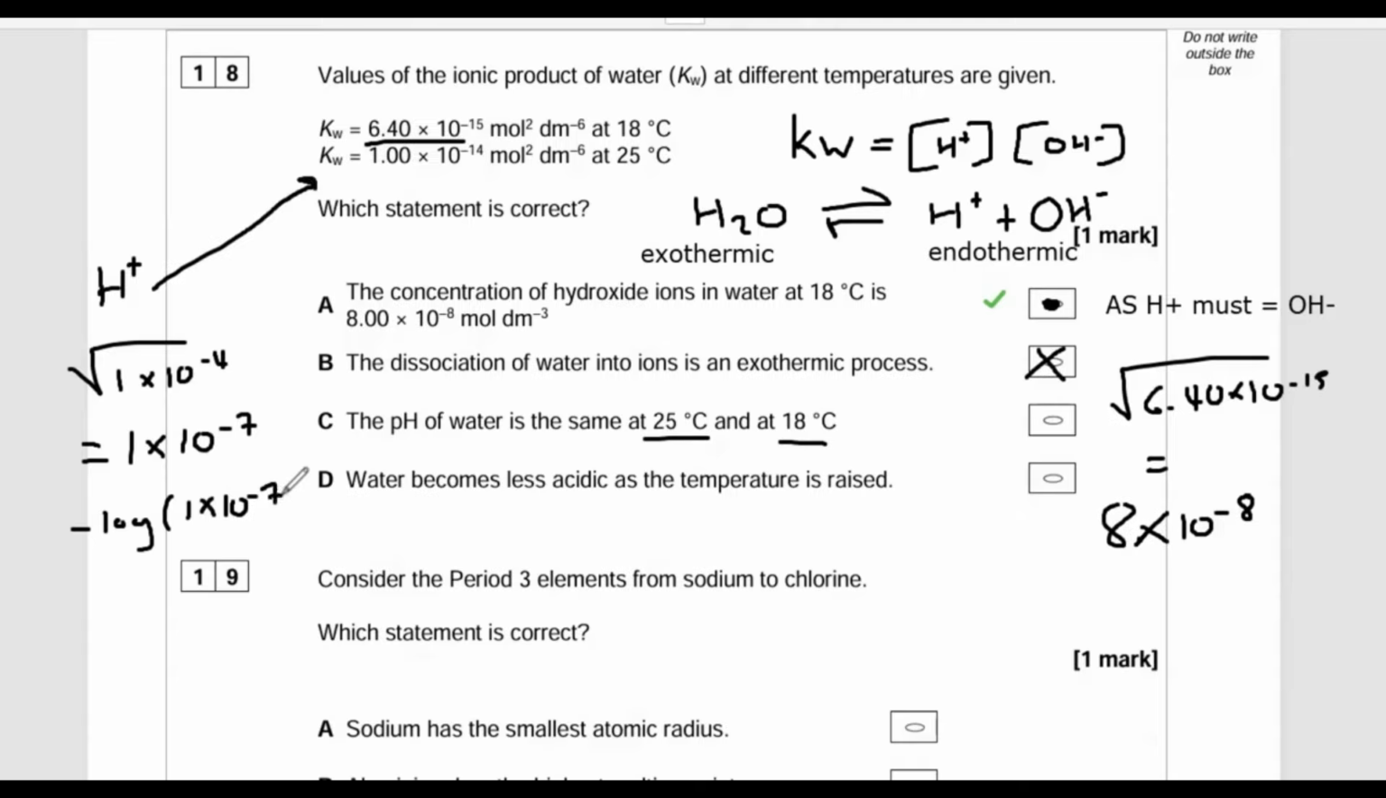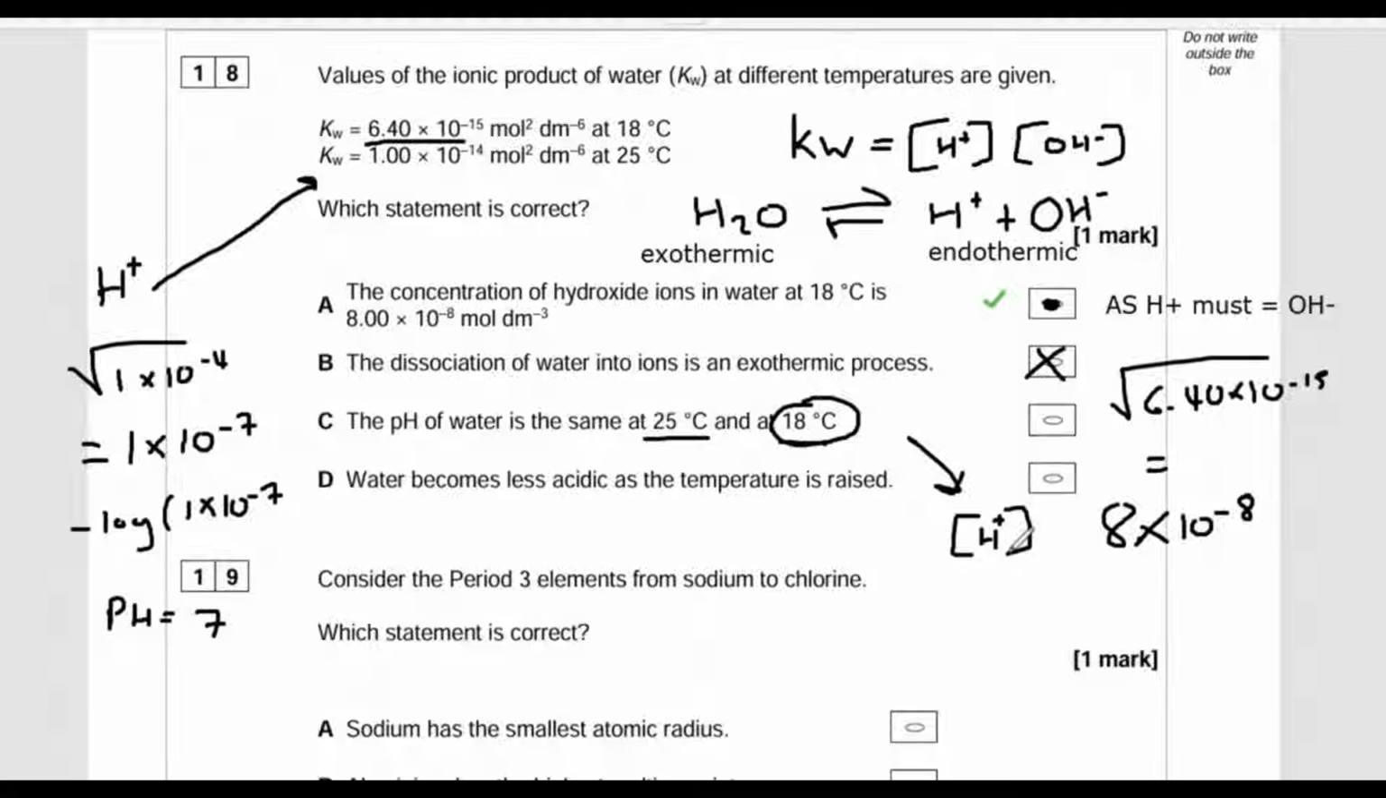So minus log is doing the working out of the pH, so you're going to find that the pH is 7. So the pH of water at 25 degrees, this is why we tend to say pH of water is 7, but it's actually only 7 at 25 degrees. If we change the temperature, as we're going to see now, let's do the one at 6.4 times 10 to the minus 15. So we know that hydrogen ion and hydroxide ion concentration are equal.